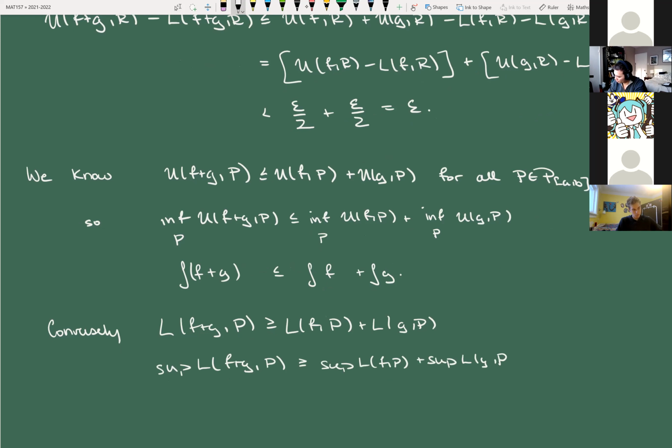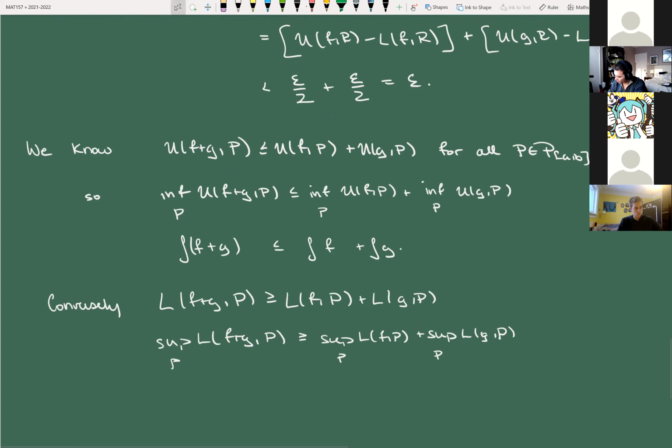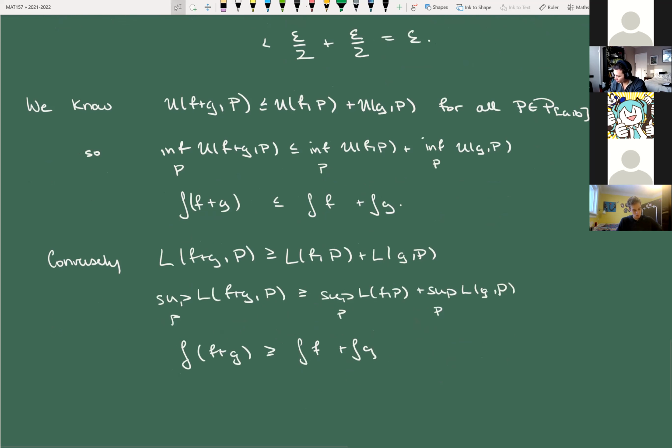These proofs always go longer than I think they're going to go, and so I end up spending way longer than I feel like I should on them. This is greater than or equal to the integral of f plus the integral of g, and then both inequalities should give us equality.